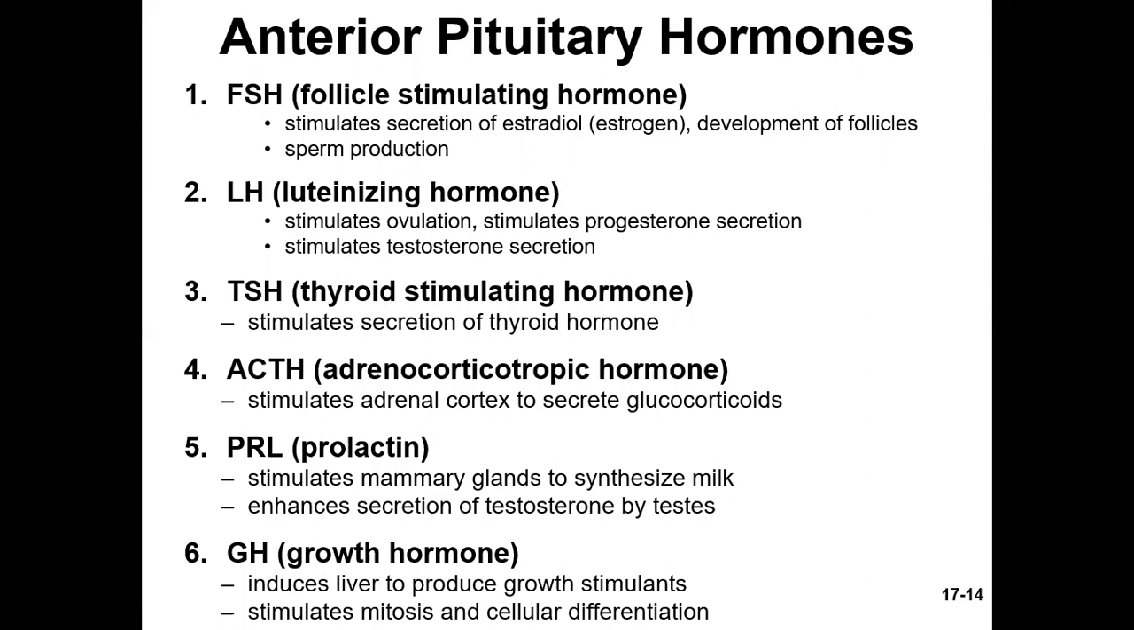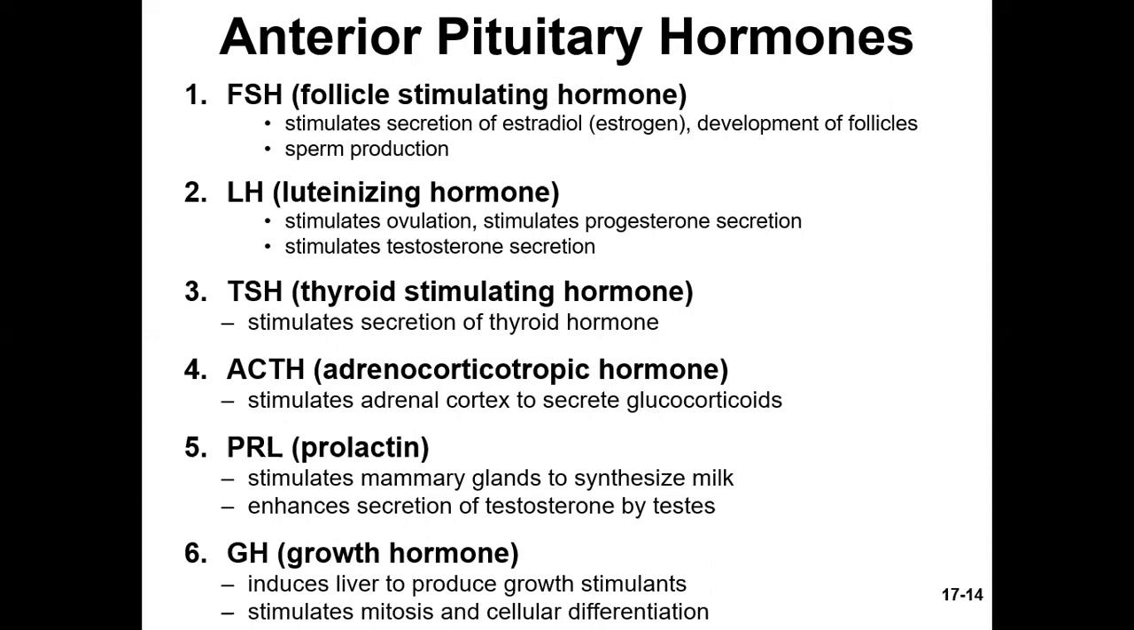The hormones that can be released from the anterior pituitary, there are 6. Follicle stimulating hormone or FSH. This will stimulate the secretion of estradiol, which is precursor to estrogen, the development of follicles, and also sperm production. So it needs to be noted that what we're talking about happens in both gender bodies. Luteinizing hormone then also stimulates ovulation, progesterone secretion, and testosterone secretion.